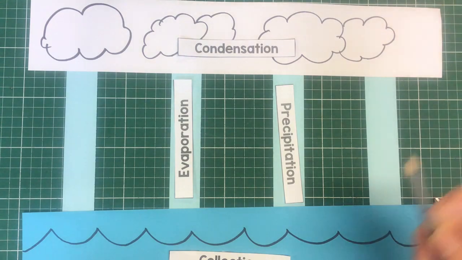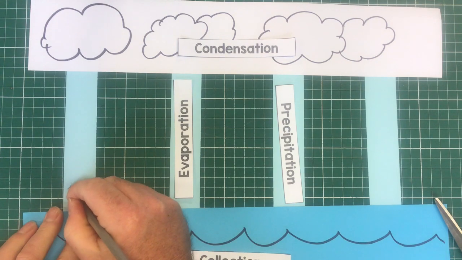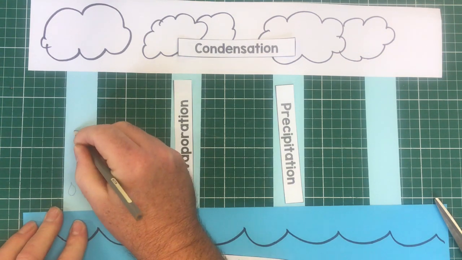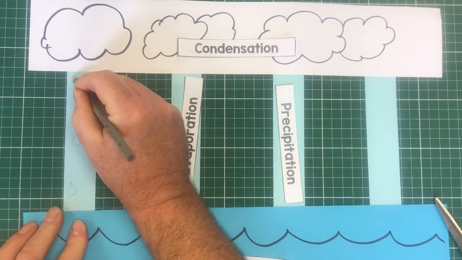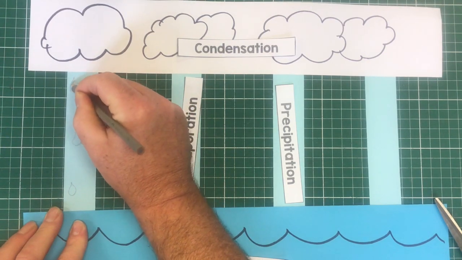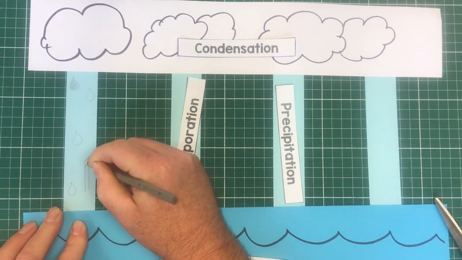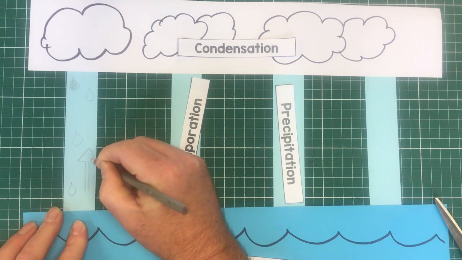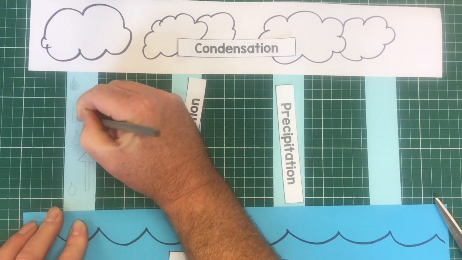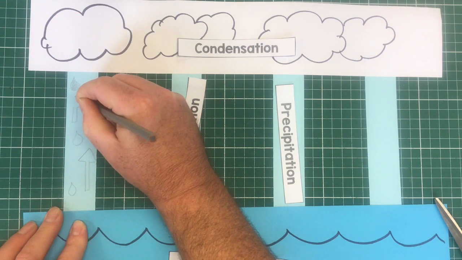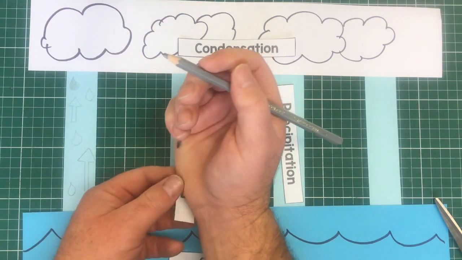Now evaporation comes in the form of steam. We can't really see steam, so I'm going to draw some grey water drops to be symbolic. I'll colour those in. I'm also going to draw some arrows so that I know that evaporation is water being heated up and ascending to gather in the clouds.